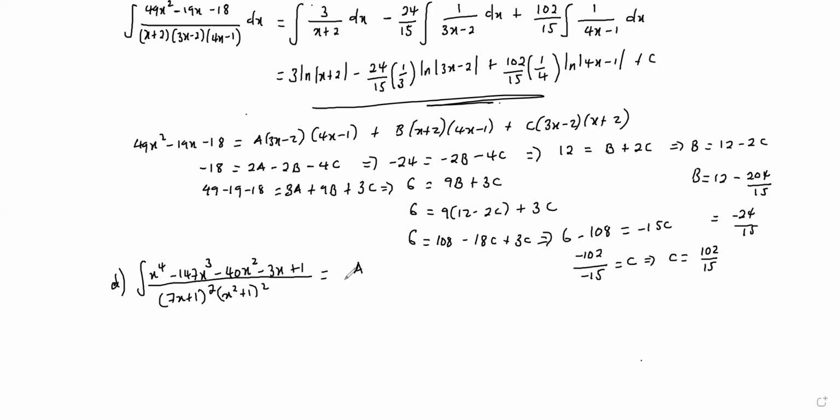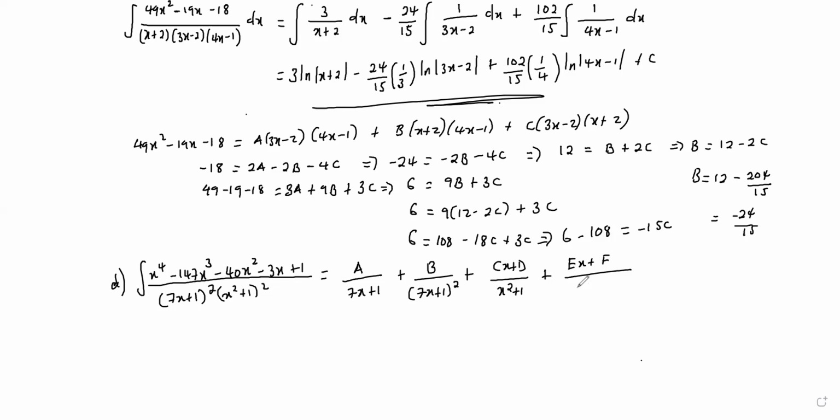So first we forget about the integral, but when breaking it will be A over 7x plus 1, plus B over (7x plus 1) squared, plus (Cx plus D) over x squared plus 1, plus (Ex plus F) over (x squared plus 1) squared. Like that. When you break it, we should have all those numbers A, B, C, D, E, F.